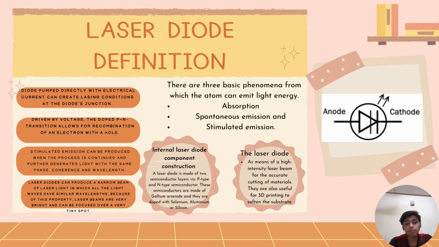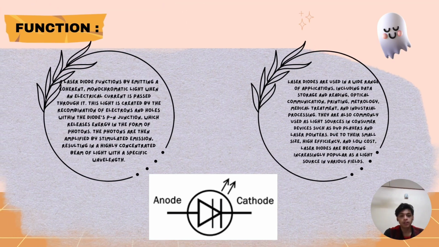Additionally, laser diodes can be modulated, meaning that the output light can be turned on and off quickly, which makes them useful for applications such as data transmission and industrial automation. It can also be used in barcode scanners, laser printers, laser pointers, laser sights for firearms, and many other applications. The main function of a laser diode is to generate laser light.